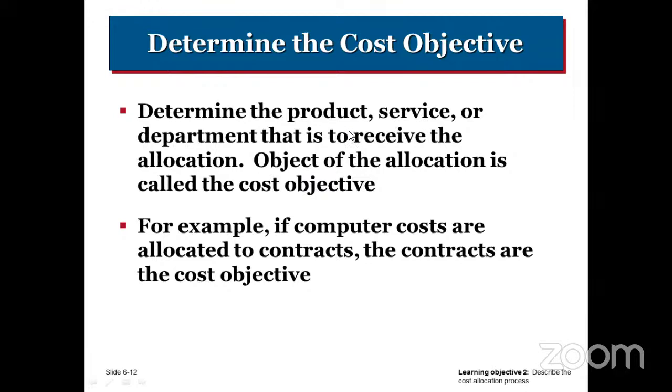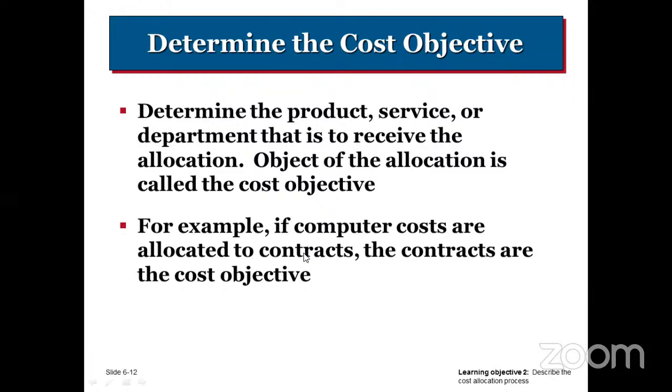Now, that's very common. If you're in a company, you produce 4 or 5 products, product A, B, C, D, vacuum, washing machine, fan, whatever. This becomes your cost objective. You will definitely want to assign all your overhead costs to them. For example, if computer costs are allocated to contracts, the contracts are the cost objective. You see, even the contract is the cost objective. In this example, contract is the service.